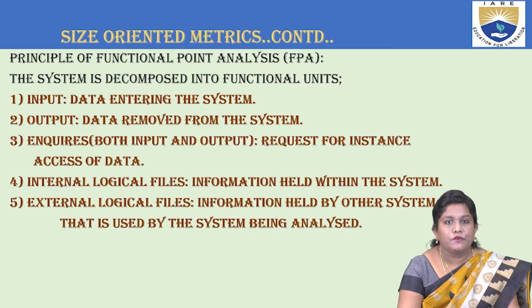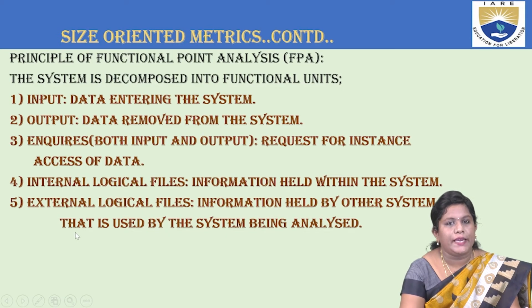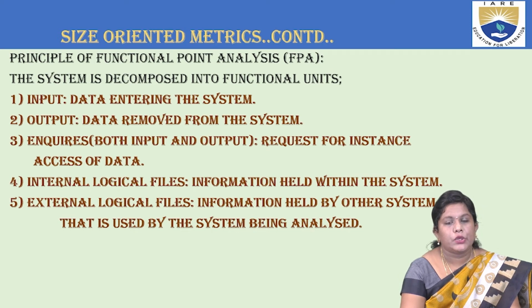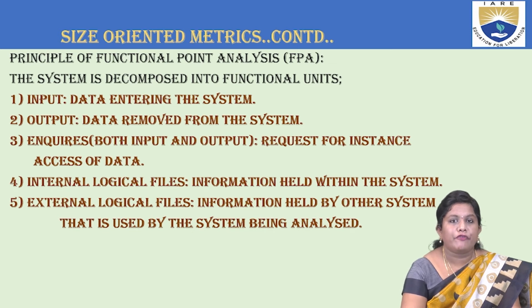Right. Now, let's move to some basic principles of FPA, that is functional point analysis, right? To elaborate these principles, we have to discuss some functional units. So what are these functional units? The first one is the input, the second one is the output, the third one is the inquiry, the fourth one is the internal logical files, and the fifth one is the external logical files. So these are the 5 major functional units that help us to understand FPA, that is functional point analysis.